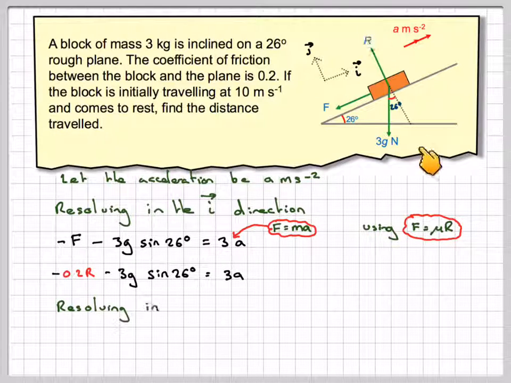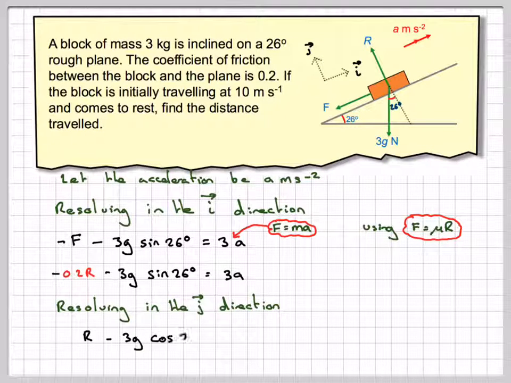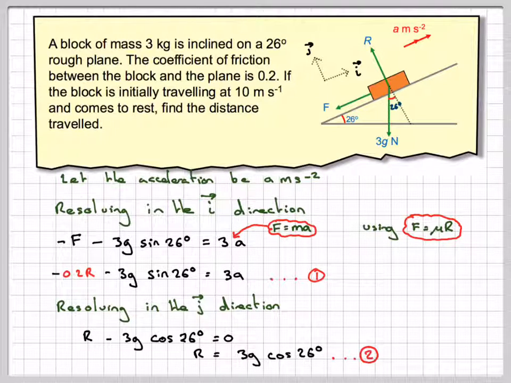Now if we resolve in the j direction, this direction here, we have R going upwards, and then 3g cos 26 going downwards. That gives R is equal to 3g cos 26. If we call that equation 1 and call that equation 2, what we're going to do is substitute equation 2 into equation 1 instead of the R here.